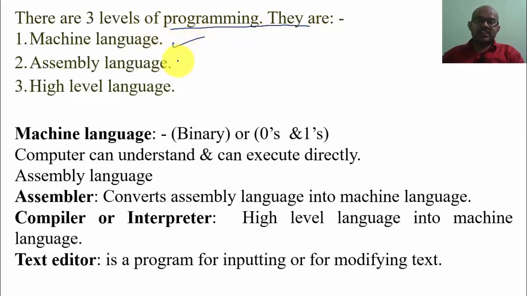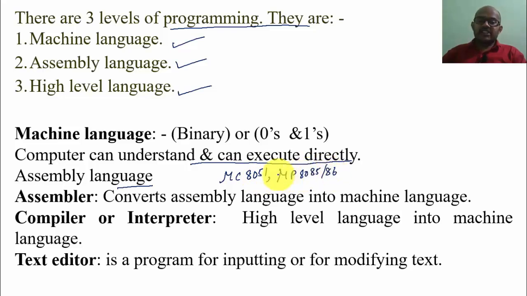There are three levels of programming. They are machine language, assembly language, and high level language. Machine language or binary language, you write in terms of zeros and ones. Computer can easily understand and execute it. But if I am talking about assembly language, this machine language is converted into characters and strings, forming an assembly level language. Examples for assembly level language are the microcontroller 8051 language, and for microprocessors, the 8085 or 8086 language. This assembly level language has to be converted into machine language, so at that time you are in need of an assembler.